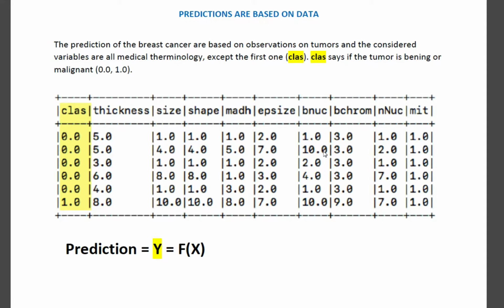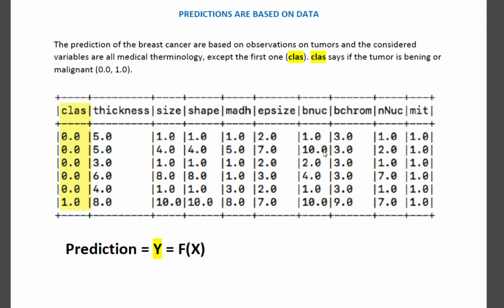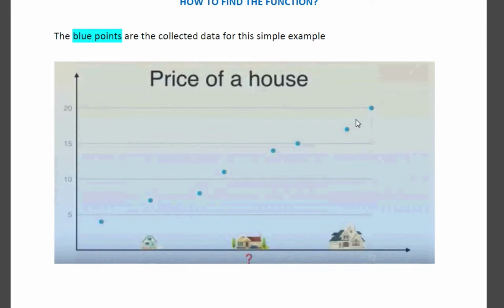To be able to make a prediction, we really need to find a function to calculate y based on some x variables. But how do we find that function? I'll change the breast cancer example to one that is easier to understand. That is the price of a house based on its size.